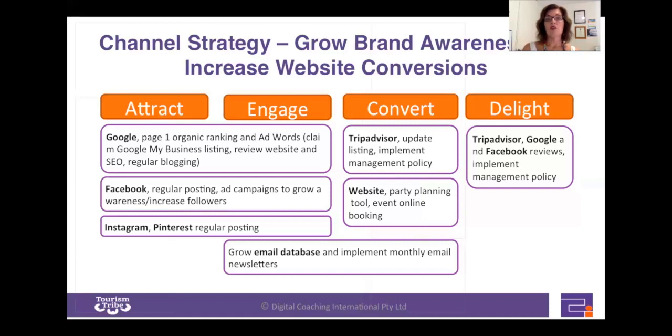Convert, this is where TripAdvisor, update your listing, implement a management policy so that you are responding to all TripAdvisor reviews. Website, make sure there's a party planning tool on there. What could you be putting on your websites that would help with conversion? Is it some suggested itineraries? Is it tips for how to have certain experiences that are on offer in the region? What are your recommendations for best places to eat? How do you actually make that conversion smoother for people? And make sure that online booking is in place.